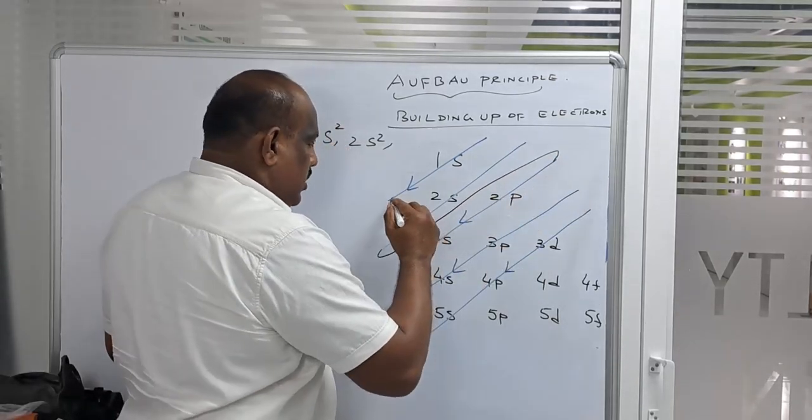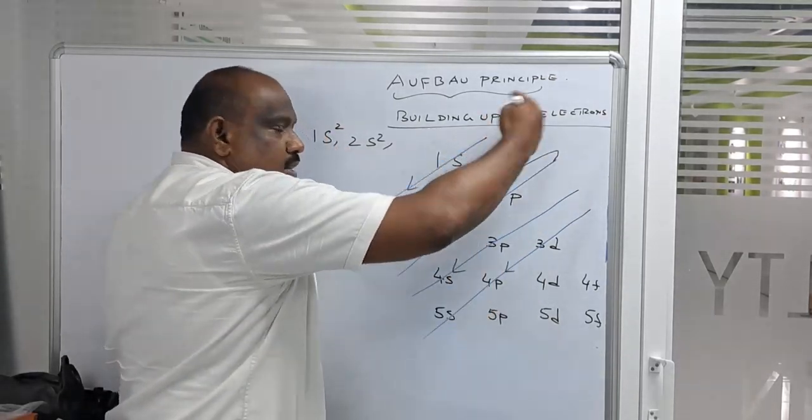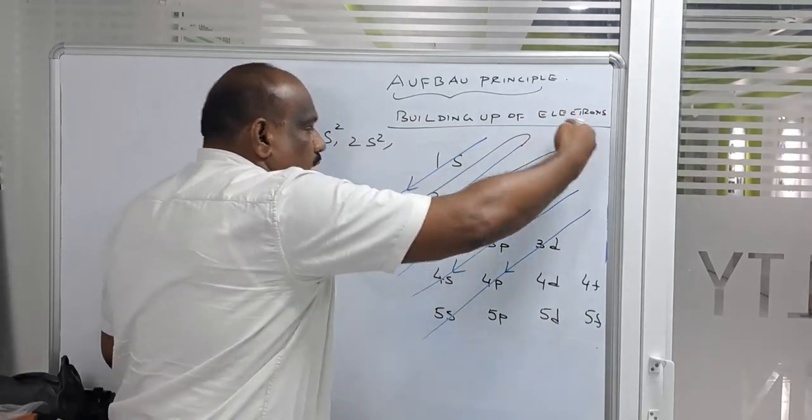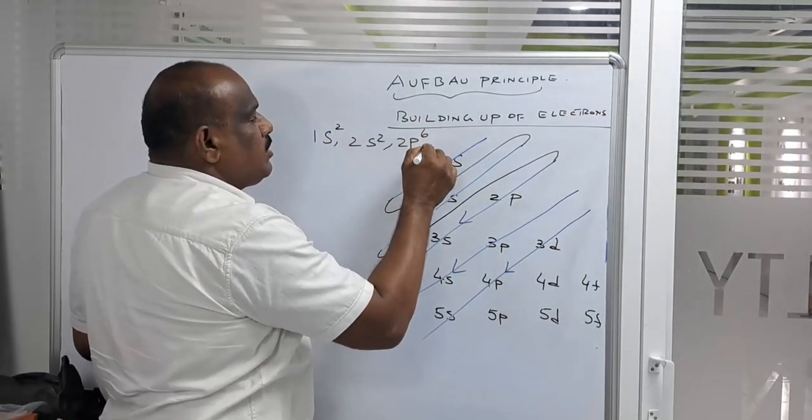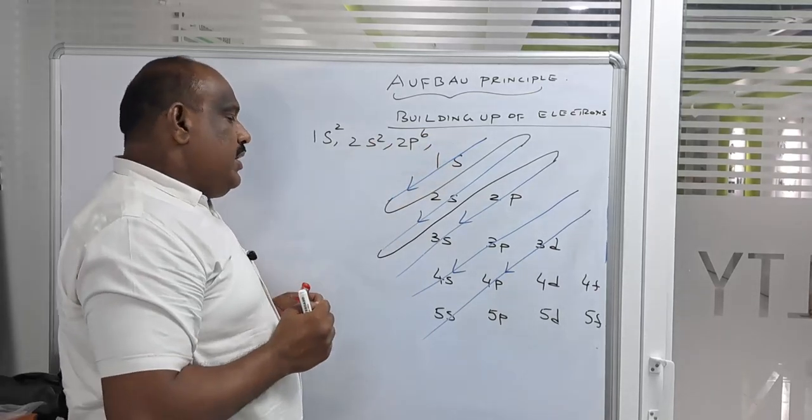Got it? Here also it came like this. So 1s2, 2s2. After 2s2, it has to come from that direction. So it will be 2p what? Because p can have a maximum of 6 electrons.